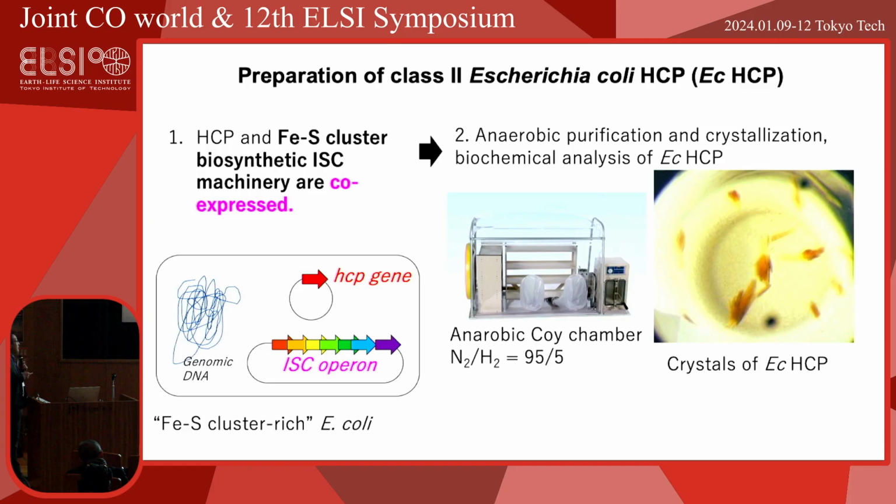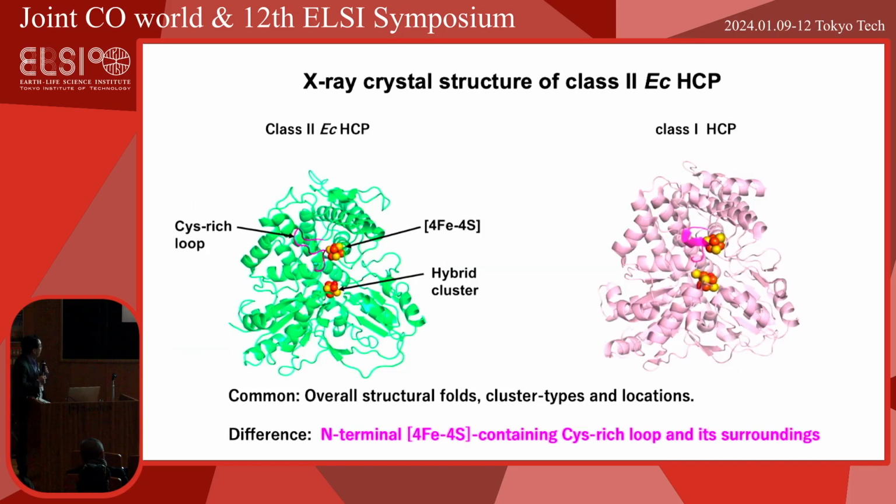Then, after the expression of both of the gene products, we purified only HCP under the anaerobic condition using this kind of tent. The crystals of E. coli HCP are like this. The color of these protein crystals is typical of iron-sulfur clusters, brown or reddish brown. Then we solved the crystal structure of the E. coli class 2 HCP, as shown on this left side, and now we can compare the structures of class 2 and class 1.